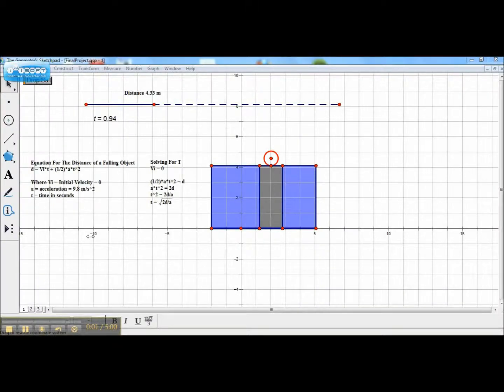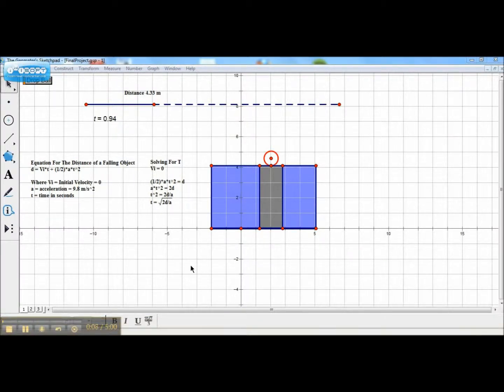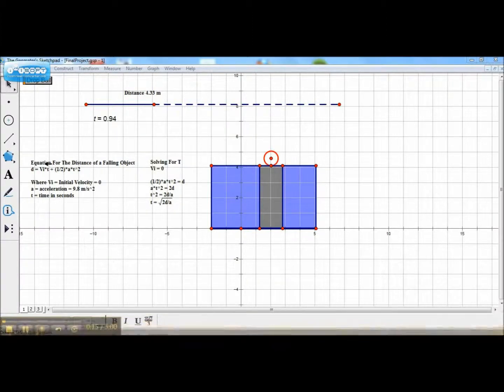Okay, so here's what we can do. In Sketchpad, we can actually theoretically calculate the time it would take for a ball to drop on Earth. The kinematic equation from physics tells us that the distance fallen of an object is its initial velocity times time plus 1/2 the acceleration times time squared, where v sub i is the initial velocity, a is acceleration, and t is the time in seconds.